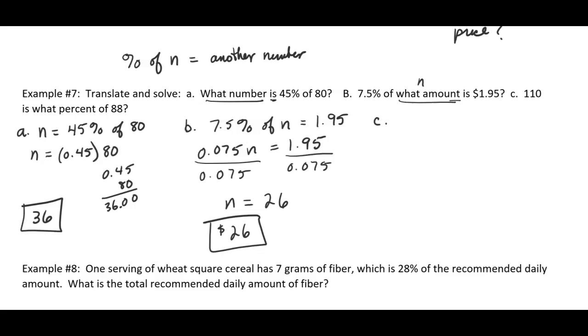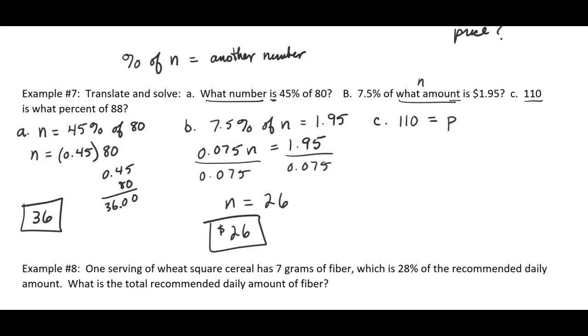Part C, 110, that's the way this is typed, but 110 is what percent? I'm going to use P for percent. Now there's a reason for that. In the end, I'll get a number, but I'm going to have to change it to a percent. So by using the P instead of the N, it'll help remind me to change it to a percent.